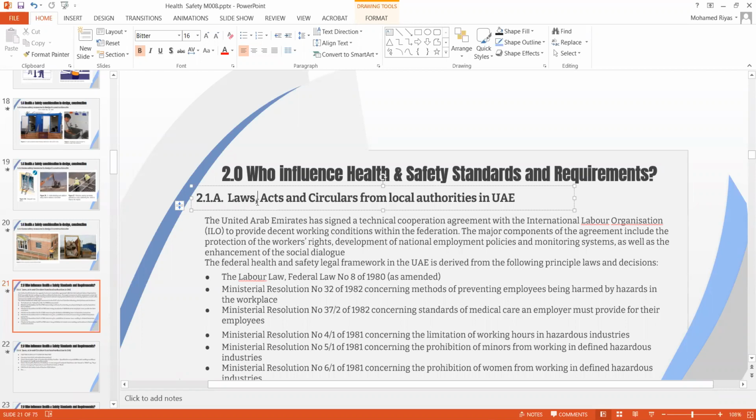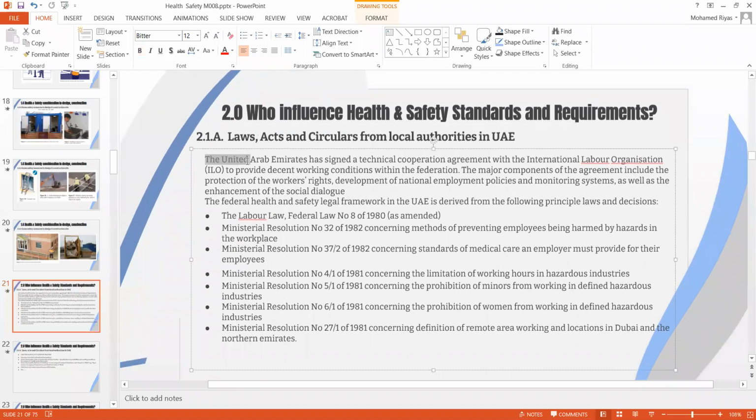Coming to the safety standards specifically in the UAE, the United Arab Emirates has signed a technical cooperation agreement with the International Labour Organization, which we call ILO, to provide decent working conditions within the federation. The major components of the agreement include protection of workers' rights, development of national employment policies, and a monitoring system. So UAE went the extra step and signed the technical cooperation agreement with the ILO to provide a safe working place for any workman coming to the UAE.